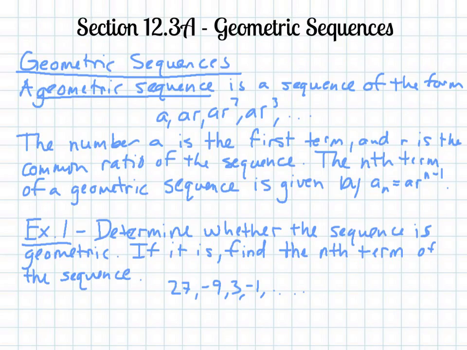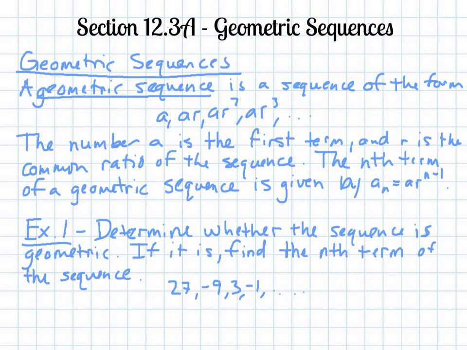Today's lesson, section 12.3a, we're talking about geometric sequences. A geometric sequence is a sequence of the form a, ar, ar squared, ar cubed, and so forth. So the change is this value of r that increases by a power of 1 every time. The number a is the first term, and r is the common ratio, kind of like the common difference in the arithmetic sequences that we did in the last section.